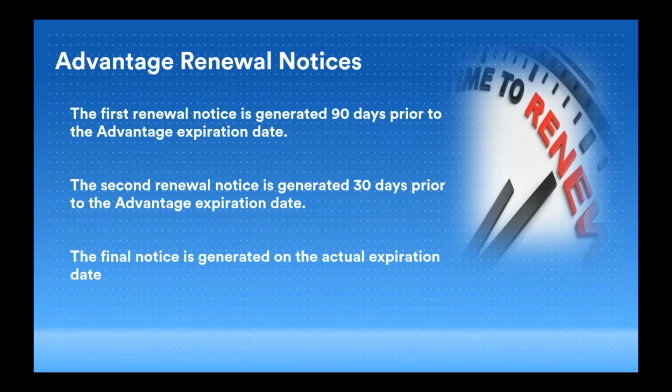We'll move into the renewal piece a little bit here for the Advantage contracts. So we like to send out at least 3 renewal notices. Those are auto-generated and those go out including the quote. So there's a notice that has a quote attached to it for renewal. The first one is sent out 90 days prior to the expiration date on the Advantage contract. The second is 30 days prior. And then the last being on the actual expiration date of the Advantage contract.